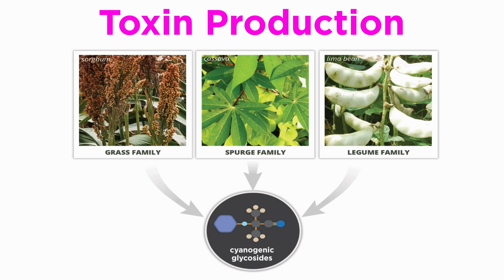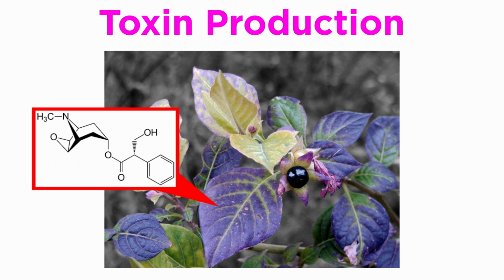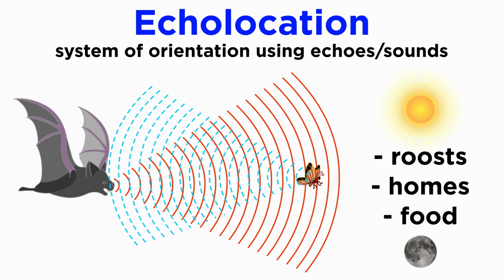Toxin production is another adaptation critical to some plants, and these compounds act as a natural defense mechanism against predators like insects or bacteria, as well as parasites and viruses. These can be naturally occurring phytochemicals or metabolites formed by plants themselves to protect against various threats. Amongst vertebrates, another adaptation is echolocation, or a system of orientation involving the use of echoes or sounds produced by animals for gathering information about its environment. This is performed in order to find roosts or homes, food, or both, irrespective of light conditions.